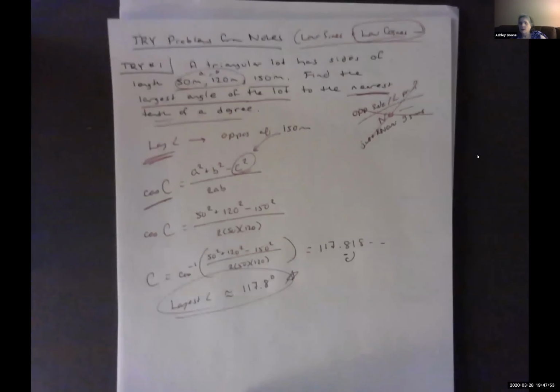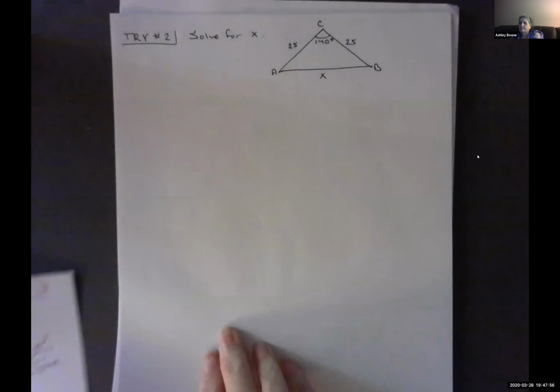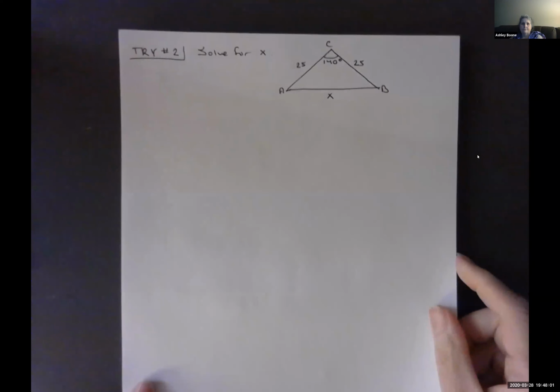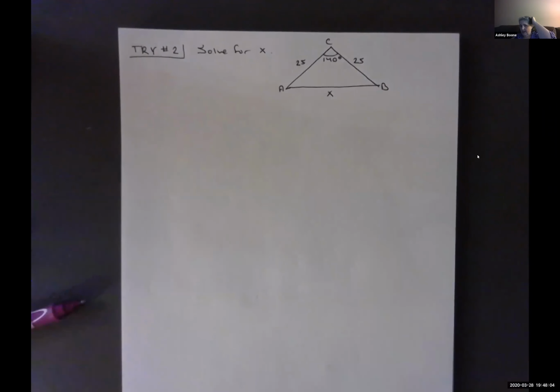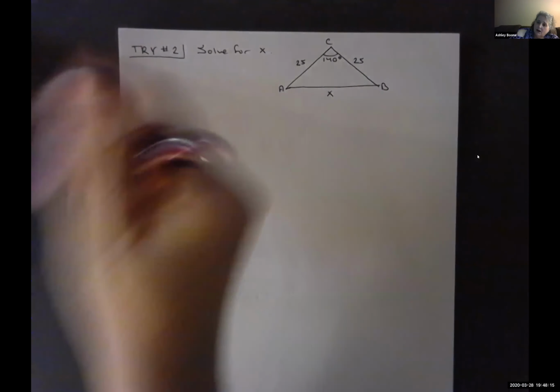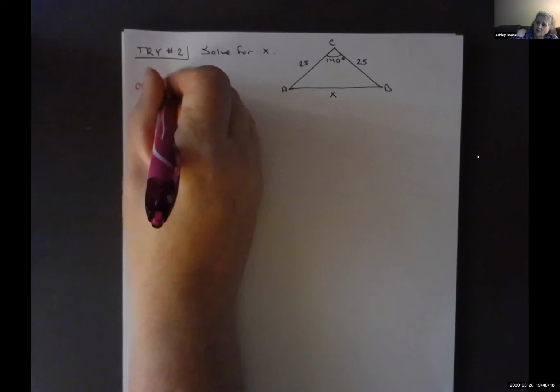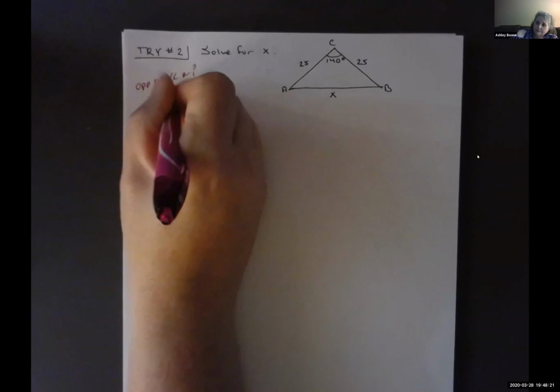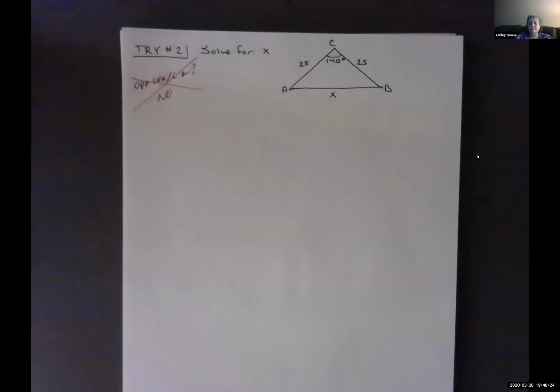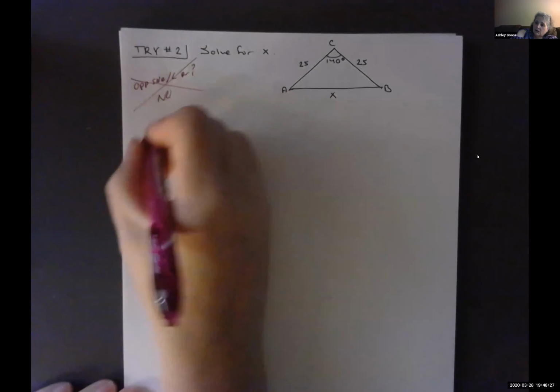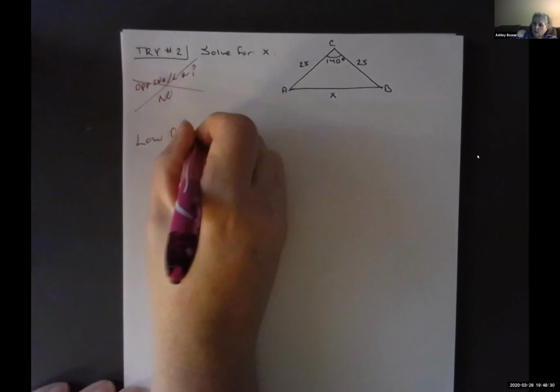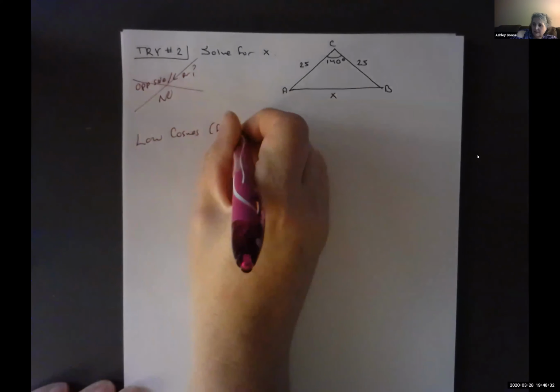All right, let's go ahead and look at another example here. Here we're given a triangle. So try number 2. We have 2 sides. The angle in between those 2 sides is 140, and the opposite side of that 140-degree angle is x. So as we look at this, do we have an opposite side angle pair? No, we don't. So we can't use law of sines. So let's try law of cosines. We're wanting to solve for a side x.